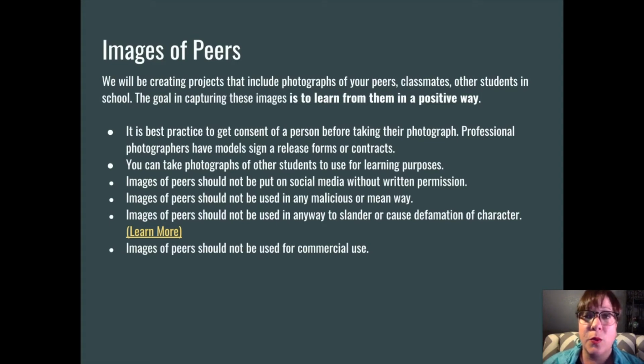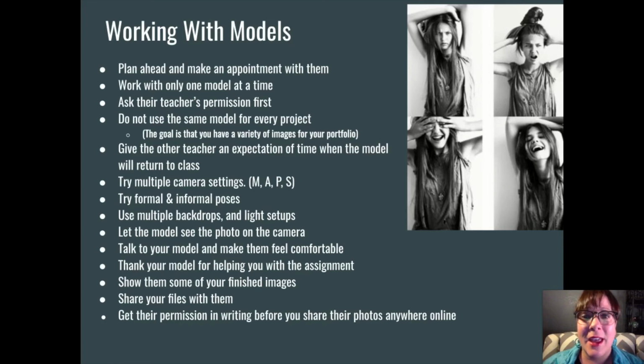So bottom line is we're going to use models in this class. We're going to use images of our peers in a positive way and not post them and not sell them. And we need to work with people who give us their permission, and their teachers need to give us permission as well. We're going to be good stewards of our time and get our models back to class and help them get back to class so they can continue to help us on future projects.